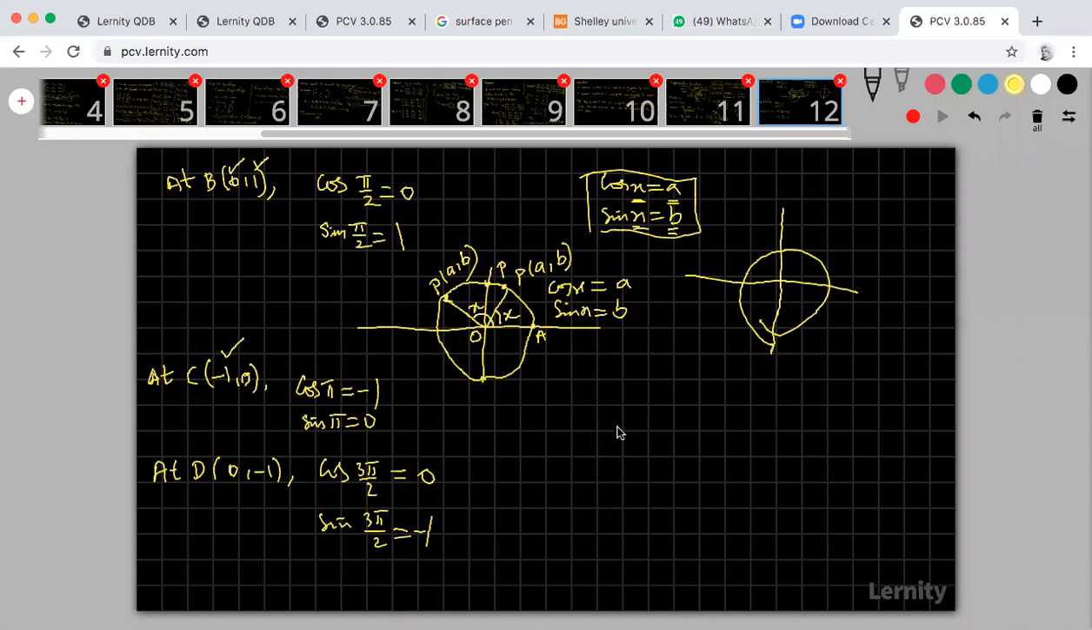Okay, right. So another important point. Now I am taking A, B, C, D. If you take again it is A, it is again 0. Suppose I am taking at A.